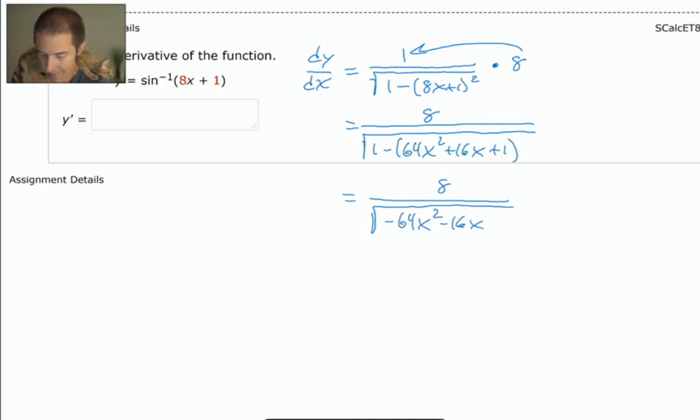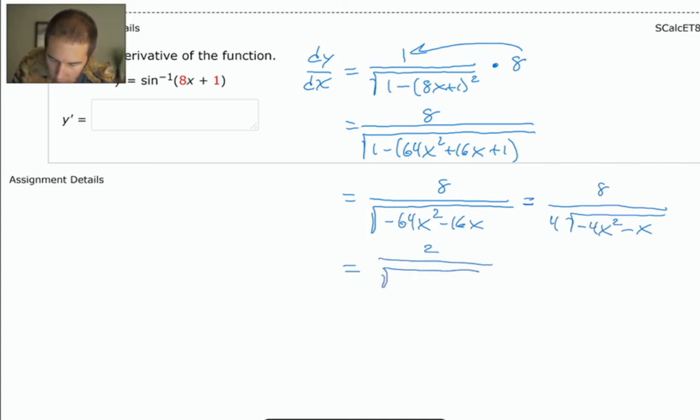And we've got this. There's a factor of 16 in there that we could take out. Let's just keep going with this thing. So we've got 8 in the numerator still. The square root of 16 gets factored out, so I'm taking a 4 out, times the square root of negative 64 is 2 to the 6th, 16 is 2 to the 4th, 6 minus 4 is 2, so that's a 4, x squared minus x. And then the 8 and the 4 can reduce, giving us 2 over this square root.